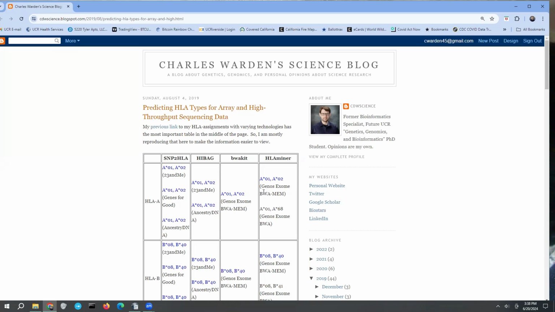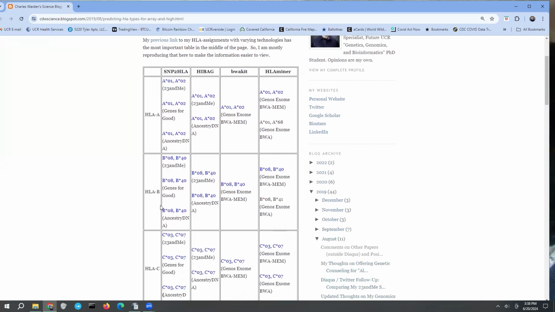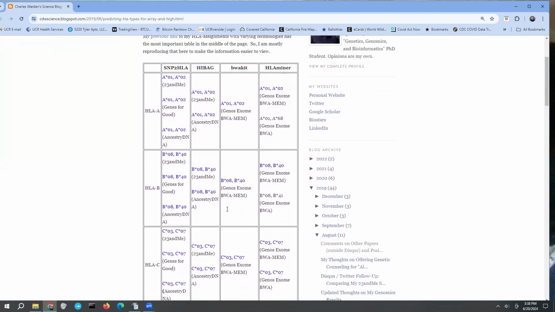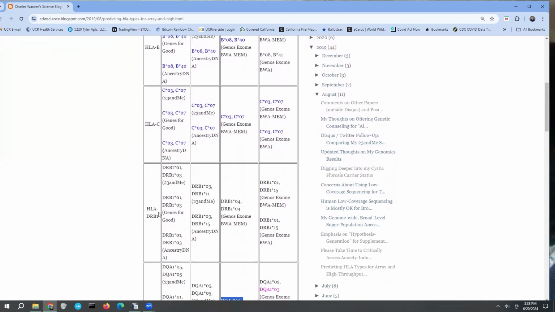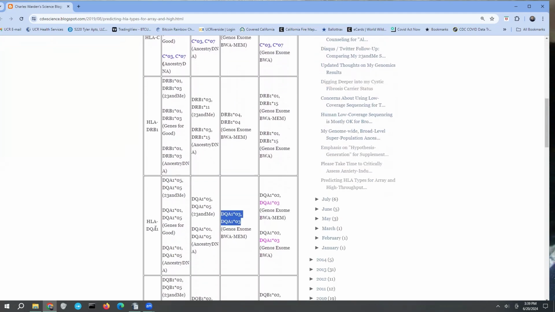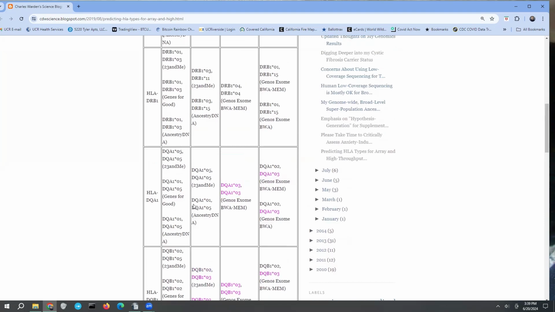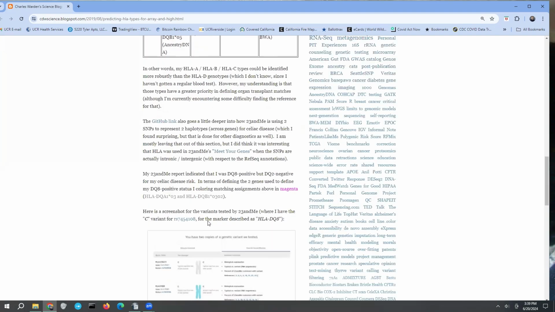And then the last two come from Illumina exome sequencing, which is sequencing where they've targeted the exons in your genome without sequencing your whole genome. And so for HLA-A, B, and C, the results are all consistent. So I feel comfortable with those HLA assignments. However, for HLA DRB1, DQA1, and DQB1, there are inconsistencies. And I will get back to explain why some of these are colored in magenta.